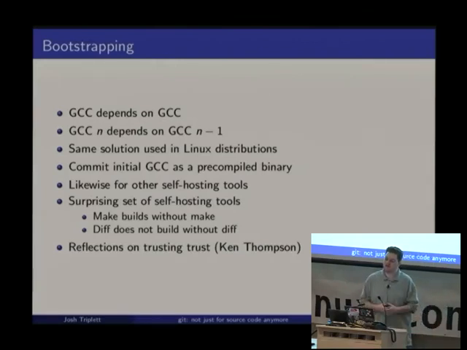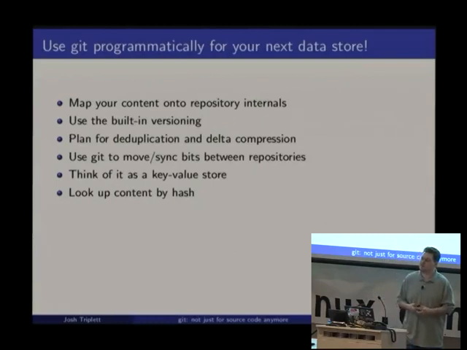So I want to revisit one last time the reasons you might want to use Git programmatically, and I would highly recommend doing it. Map your content onto the repository internals. Remember to use the built-in versioning for some useful purpose. Store your data in a way that works well with deduplication and delta compression. Use Git when you want to move and sync bits between repositories. Think of it as a giant key-value store, because that's really what it is. And try to look up content by hash whenever possible.